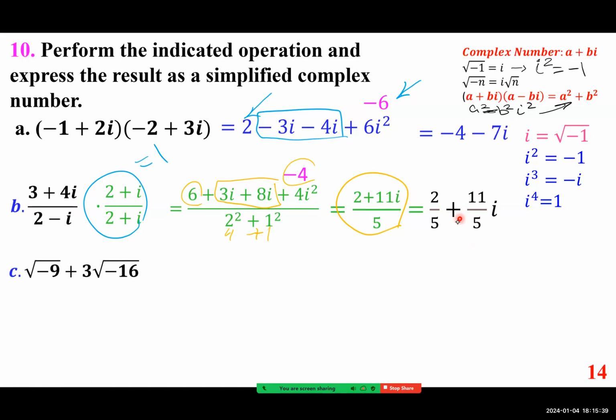All right, how about this one? 9 comes out as 3 squared times -1. You don't leave it there, you change it to i. Take a look at this. So this is 3i plus 3 times. This is 4i.